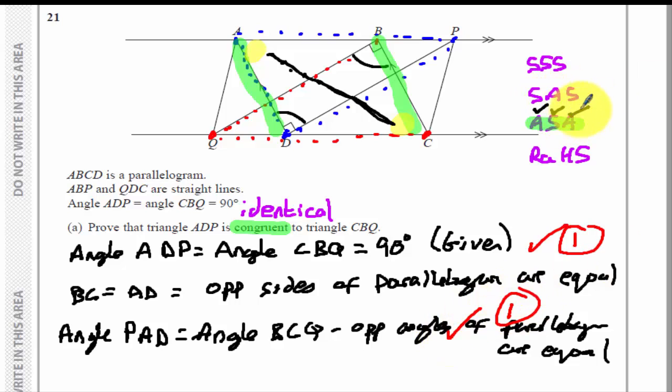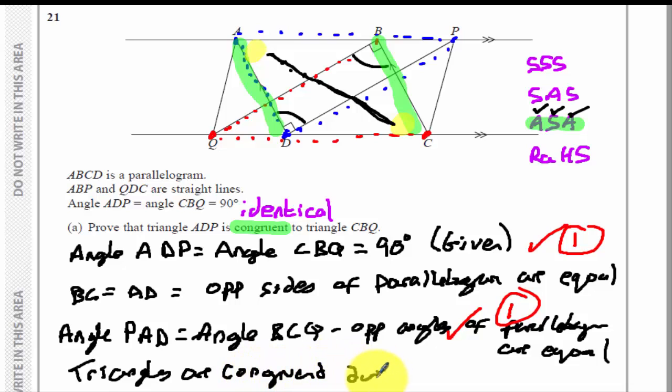I've done angle, side, angle. You must state which form you've used. So triangles are congruent due to ASA, angle, side, angle. And that statement gets you your 3rd mark. Let's have a look at part B.